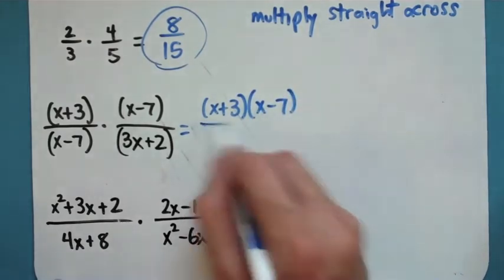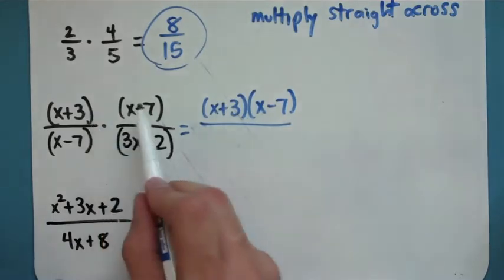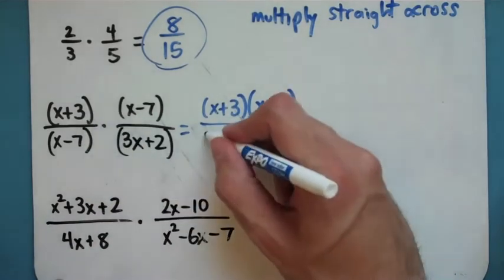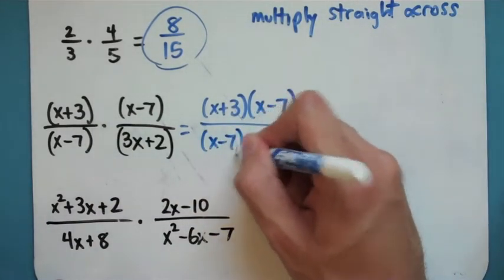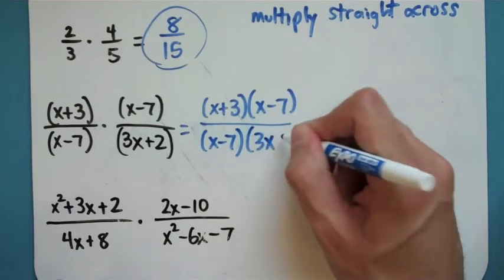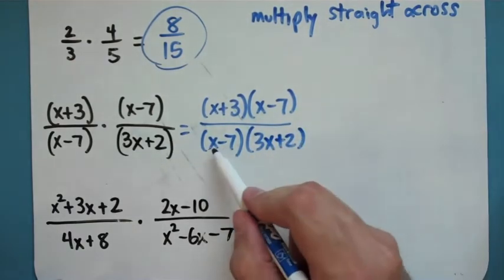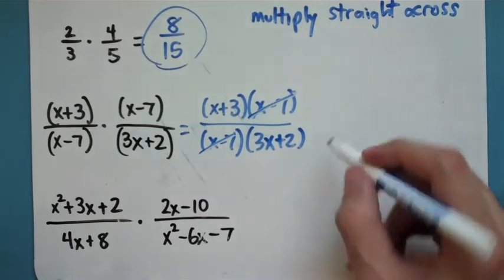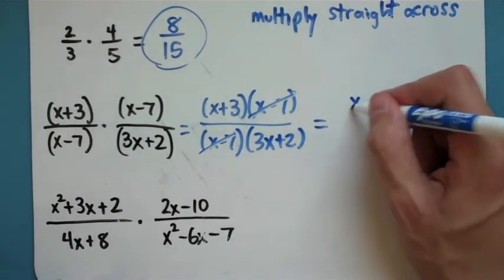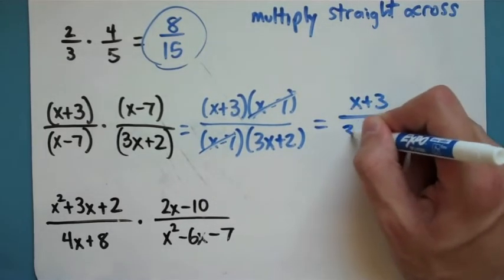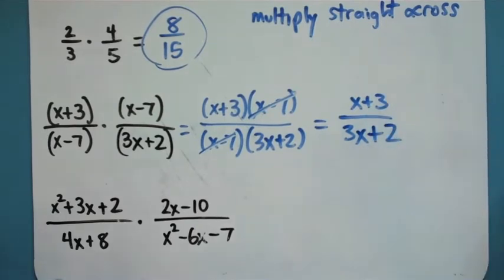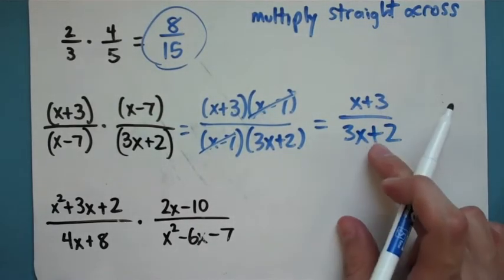So what I'm going to do is I'm going to multiply straight across, but instead of doing FOIL and multiplying them together, I'm just going to leave them side by side. When I do that, you'll notice, oh wow, there's an x minus 7 on the top and bottom that I can cancel out. So my final answer here would be x plus 3 over 3x plus 2, and there's nothing else that can be done in terms of simplifying this right here.